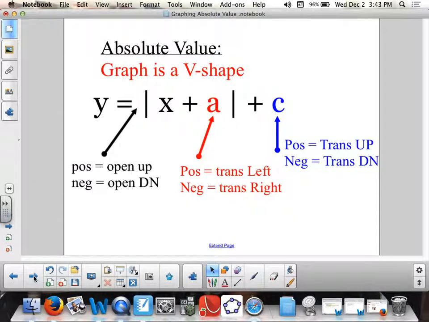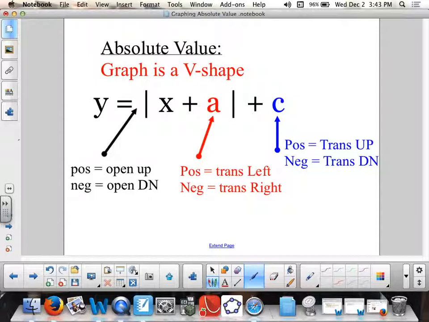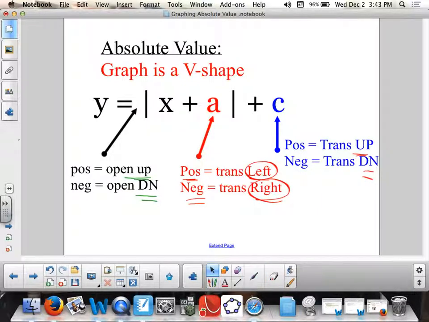Downer. Excellent. To summarize, absolute value, if you have a positive in the front, you are going to open up. And if it's negative in the front, you're going to open down. If you have a value inside the absolute value and it's positive, it translates left. But if it's negative, it's going to translate right. And if it's outside the absolute value, positive translates up and negative translates down.